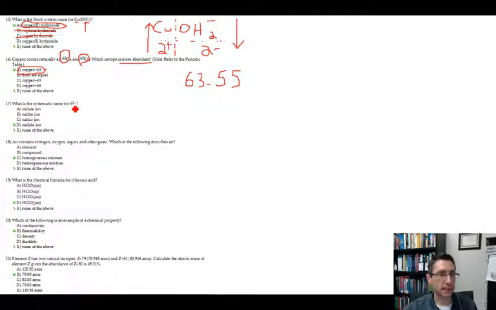17, what is the systematic name for S2 minus? Okay, for these anions, we always end them in the IDE suffix, so sulfur becomes sulfide.